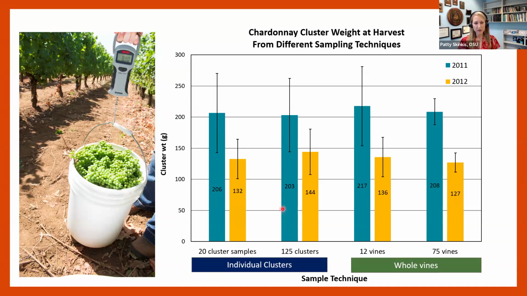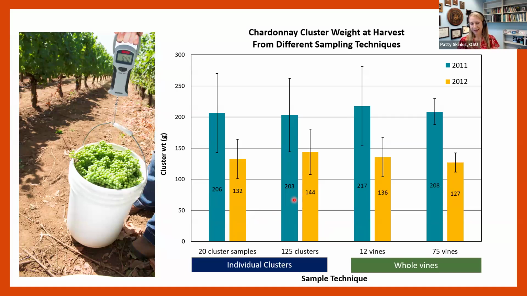And in each of those years, you can see it didn't matter if I got 20 clusters or 125 clusters, the mean and the error is about the same. They're not statistically different from each other. So does that mean you only need 20 clusters?